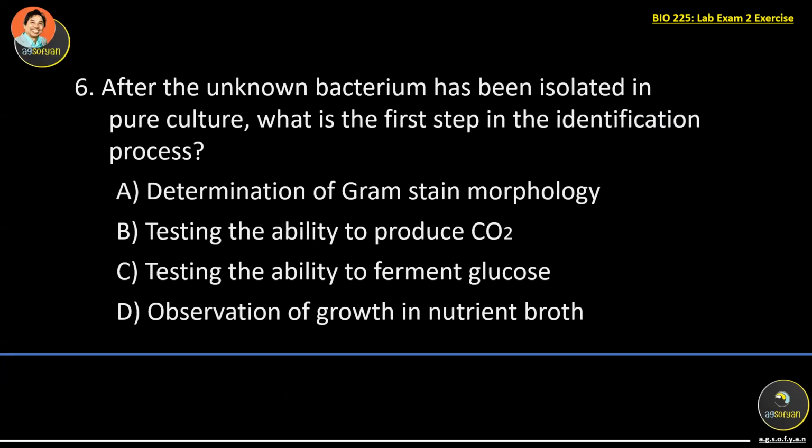Okay, after the unknown bacterium has been isolated in the pure culture, what is the first step in the identification process? Remember the dichotomous key. What is the first test that we have to do? A, B, C, or D? Yes, the first test that we have to do is gram staining in order to know whether the bacteria is gram positive or gram negative.